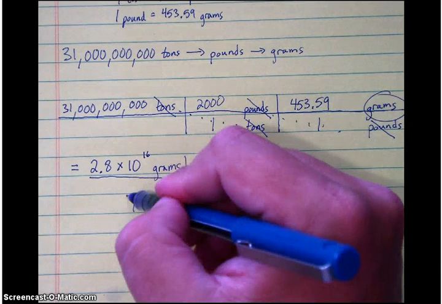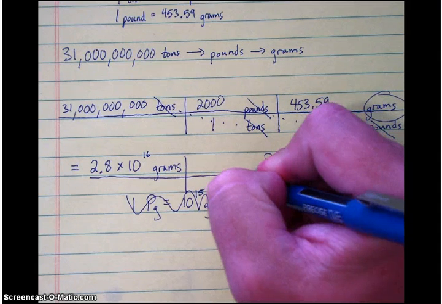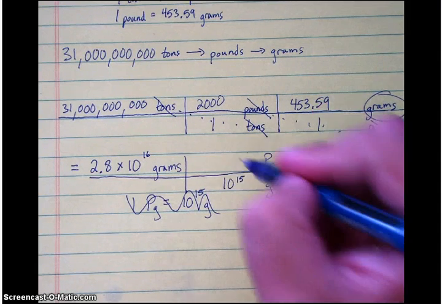And now I'm going to go ahead and kind of wave this out of our way. 10 to the 15th grams is 1 petagram.